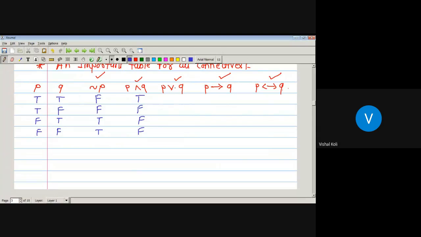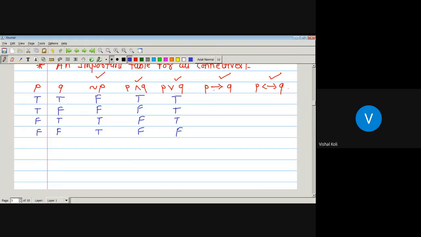Now P or Q, and by the definition of disjunction, we know that P or Q is false if and only if both are false. Otherwise, it is always true. In the first one, P and Q both are true, then it must be true. In the second one, P true, Q false, then again true. In the third one, P false, Q true, again true. And in the last one, as both are false, then it must be false.